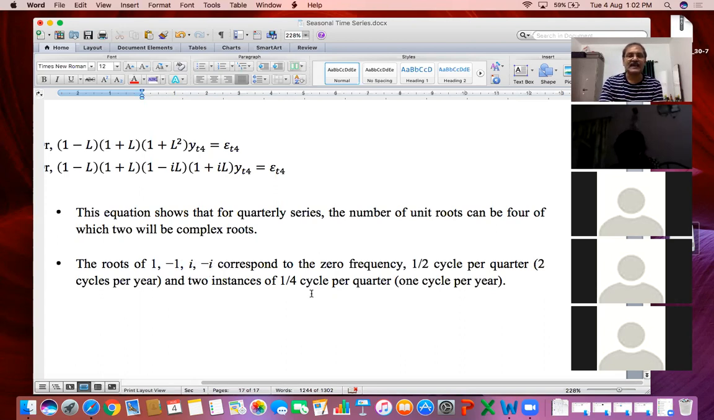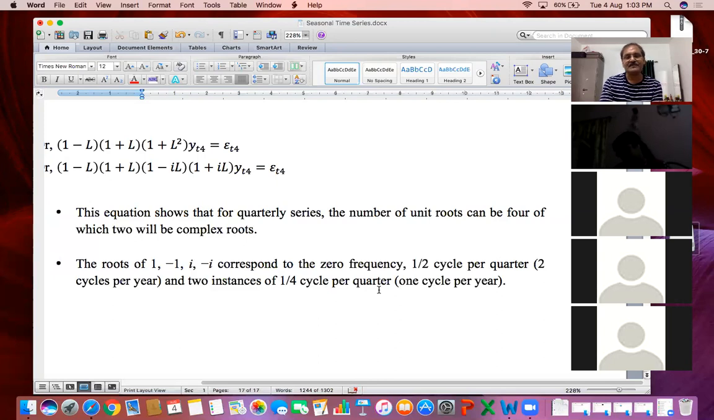In that case, we have 1/4 cycle per quarter. As we have quarterly data, we are considering quarter. If you have monthly data, you need to take into account a month. So in that case, half cycle per month. If half cycle per month, in a year you have 6 cycles. Okay, 1/4 cycle per month.